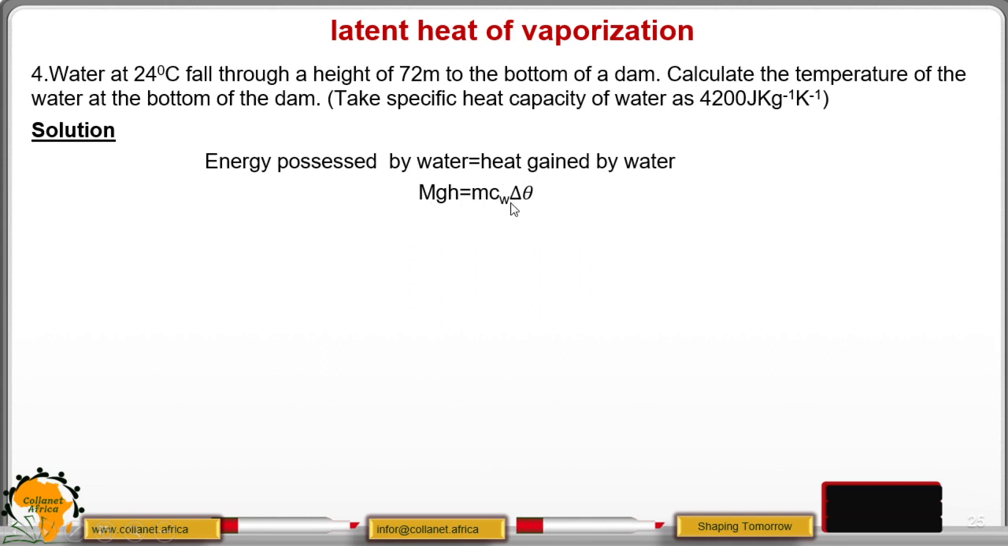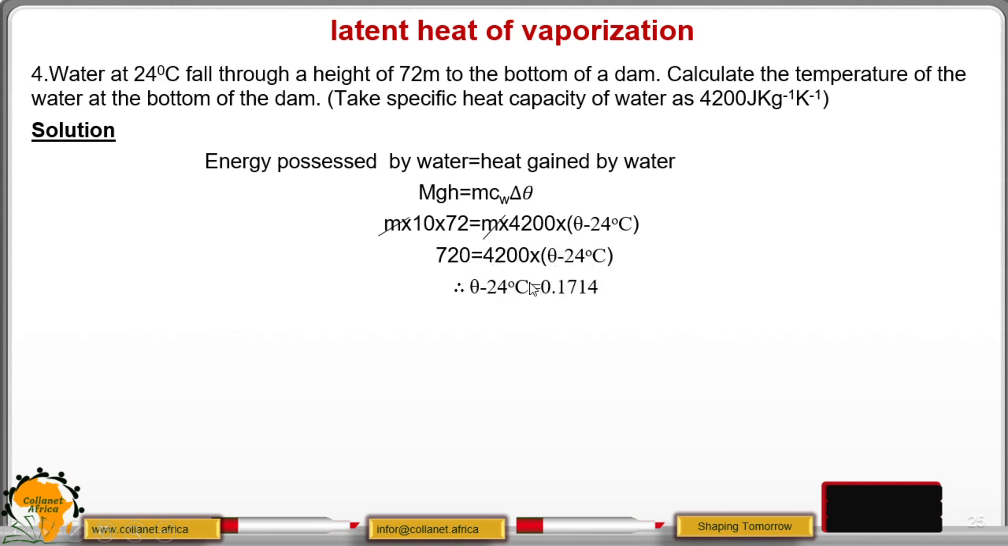And then the heat gained by the water will be given by mc times the change in temperature. So the mass multiplied by 10, that is g, multiplied by the height, will be equal to the mass multiplied by the specific heat capacity and then multiplied by the change in temperature. This mass and mass will cancel out because we are referring to the same amount. So we are left with 720 here. Then we have 4,200 multiplied by the change in temperature, which implies that the change in temperature, theta minus 24, will be equal to, you divide through by 4,200, you get 0.1714.